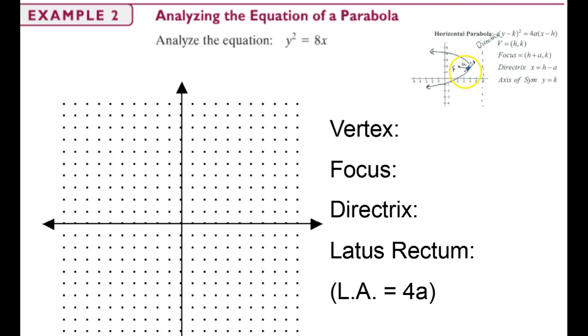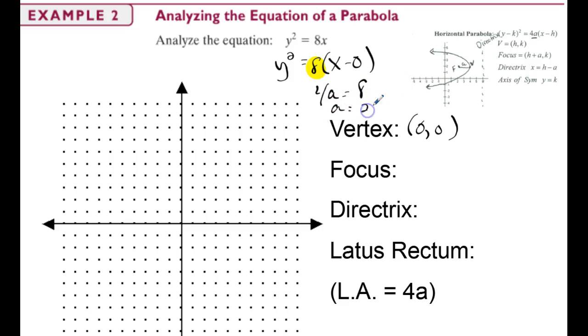Again, using the notes that I've given you to find the vertex, if it says y squared is equal to 8x minus 0, we can see that the vertex is 0, 0. It's centered around 0, 0. To find the focus, we need the distance of a. So this is actually right here defined as 4a. So if I set 4a equal to 8, then I get the distance of a to just be 2.